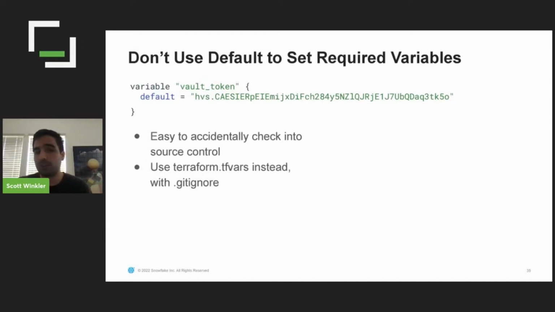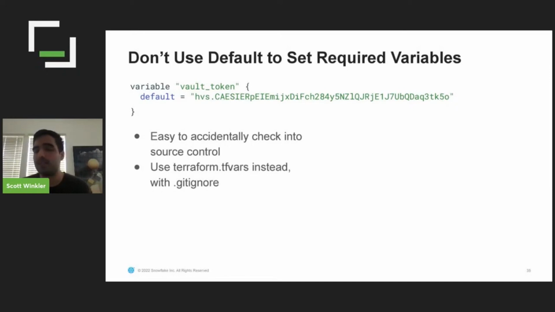So default, I do think that this is a useful one for setting optional values, but please don't use this to set required variables, especially not sensitive required variables. In this case here, setting a vault token is probably a bad idea. The reason why is because you can easily check this into source control and then have your token in source control. It's much better to use a terraform.tfvars file, and then you can use the gitignore to just not check in that tfvars file if that's a sensitive value.